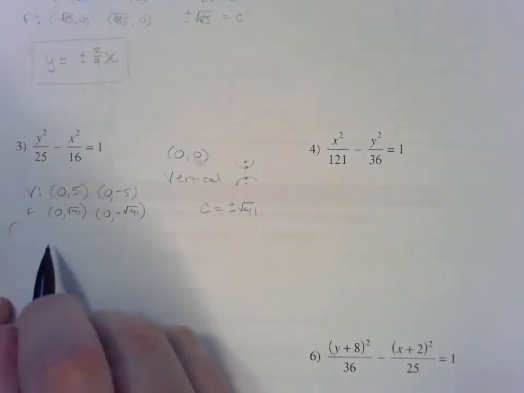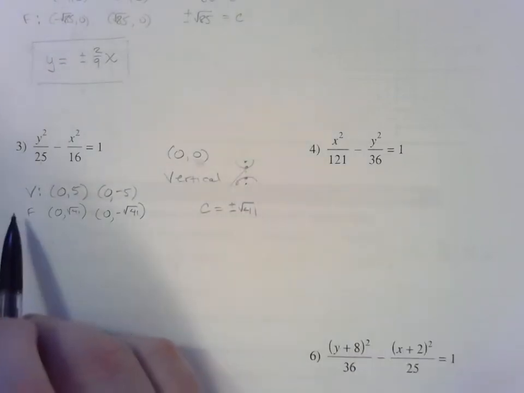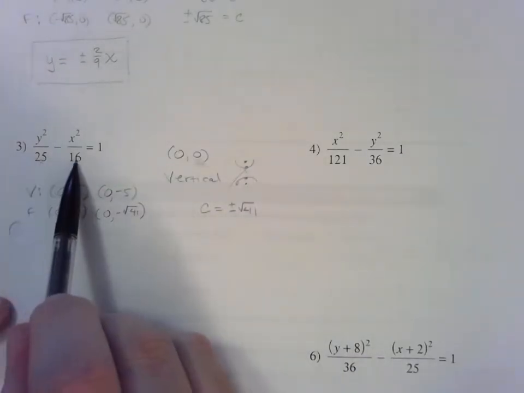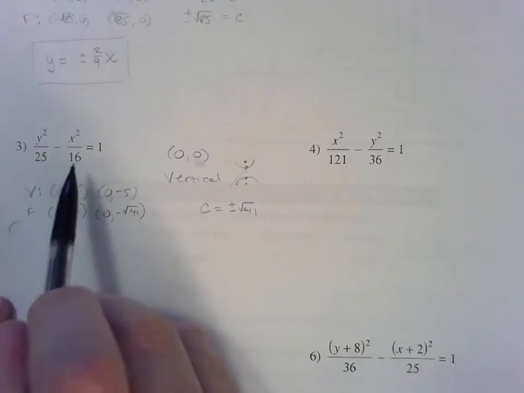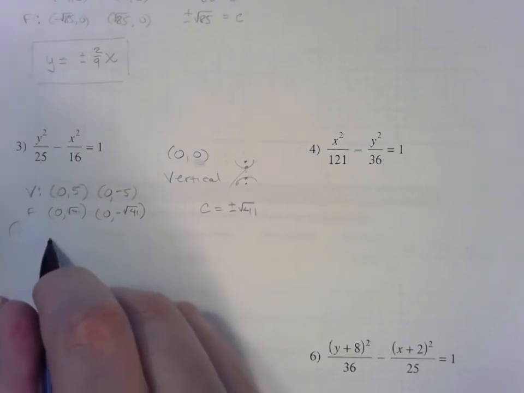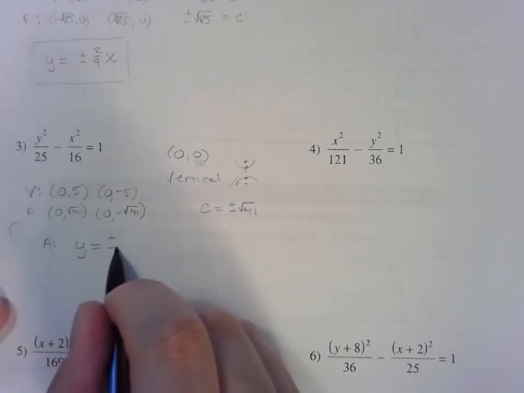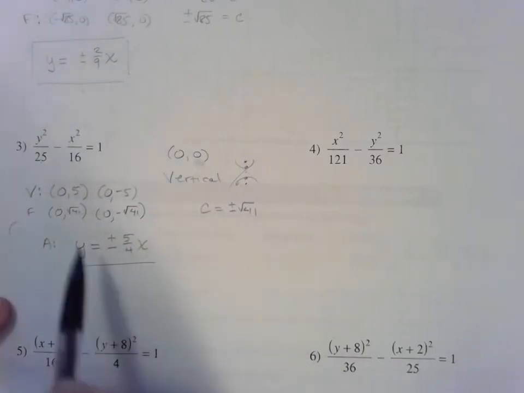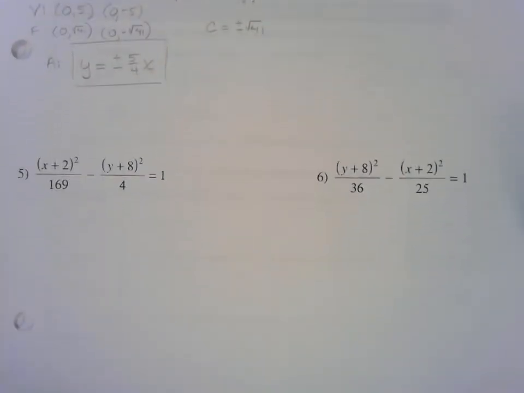Let's take a look at the asymptotes. We know it has to pass through 0, 0. So let's take a look. The slope is the change in y divided by the change in x. Square root of 25 divided by the square root of 16, which is 4. So our asymptotes are y equals plus minus 5/4 x. Really simple because it goes through the origin 0, 0. That's about to change with question 5.